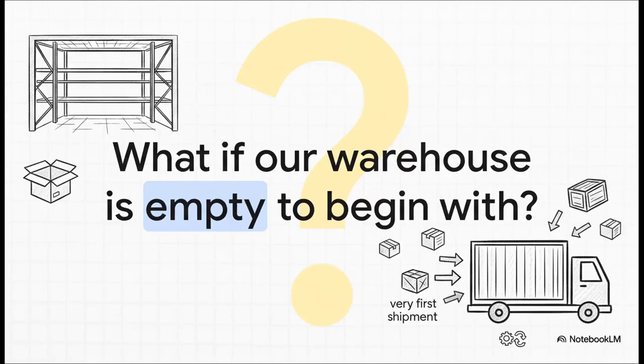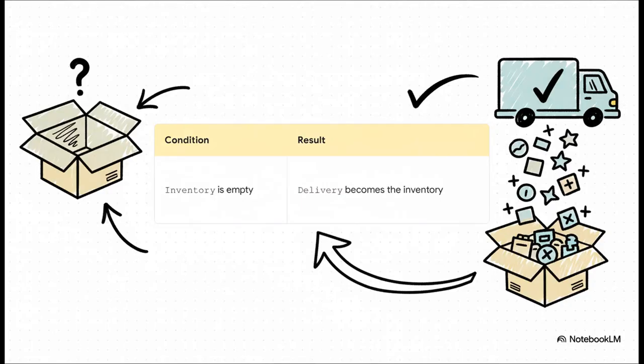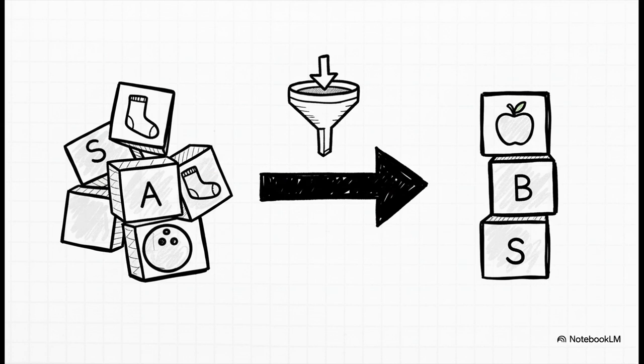All right, let's flip that on its head. What about the opposite situation? What if we're just starting out? Our warehouse is brand new, totally empty, and this delivery is the first one we've ever received. This one's another easy case. Since our inventory is empty, there's nothing to compare against, so every single item from the delivery is treated as new. The entire delivery list basically just becomes our new inventory. Done.